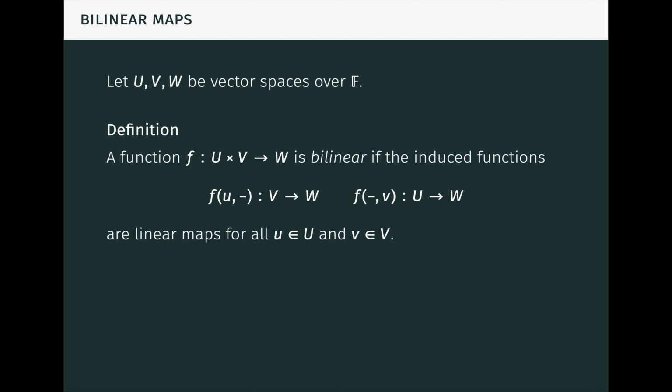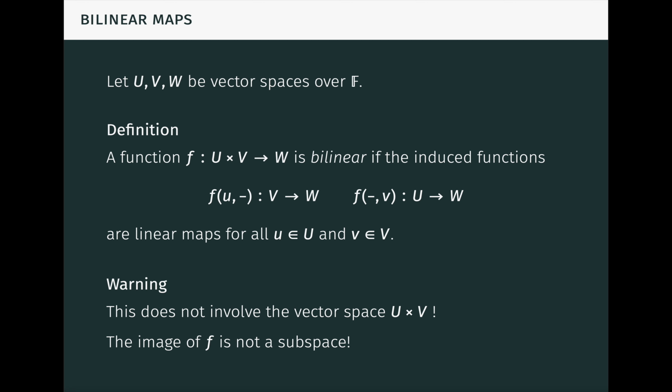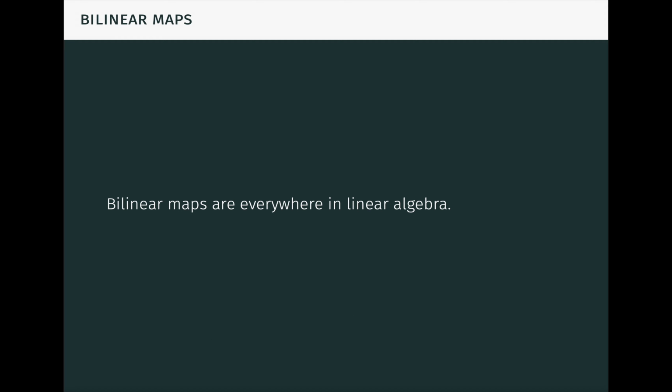There are two important things to note about this definition. First, it does not involve the direct product vector space U times V in any way. That is, it does not involve sums or scalar multiples of pairs. U times V here is just the Cartesian product set, that's it. Second, the image of f is not in general a subspace of W, only a subset. These are probably the two biggest confusions about bilinear maps that students have, so keep these things in mind as we proceed.